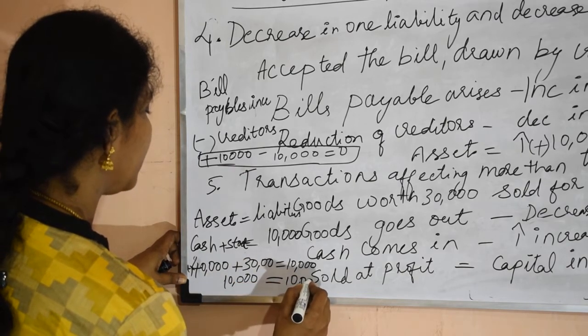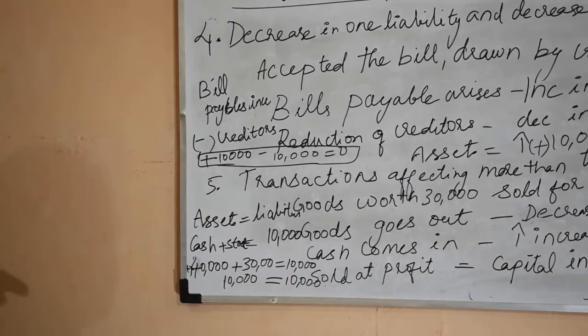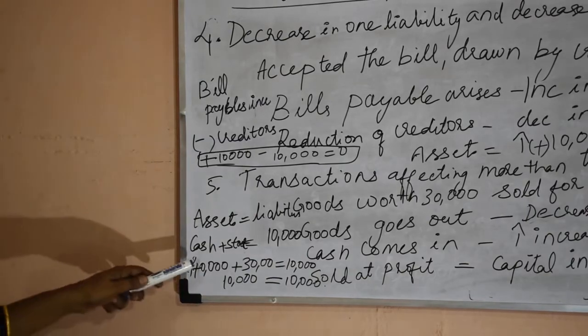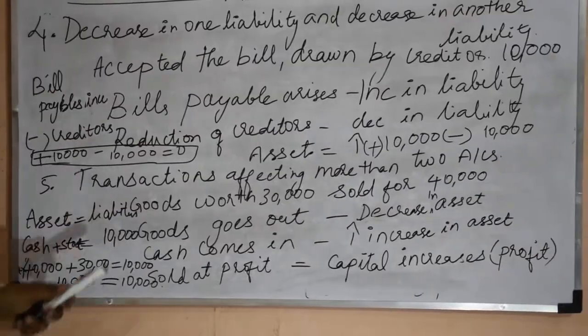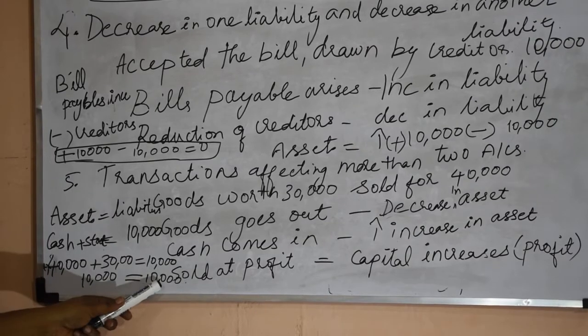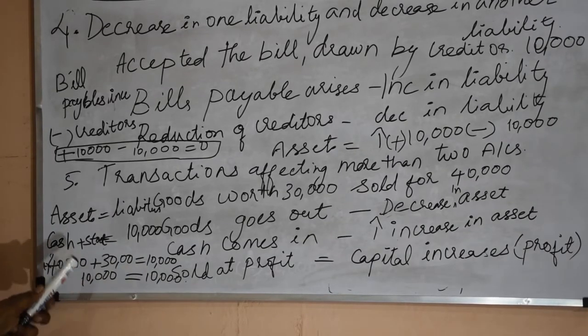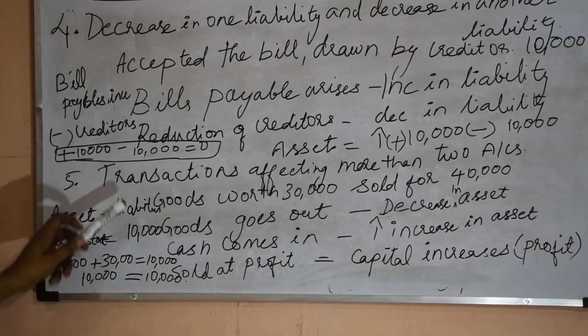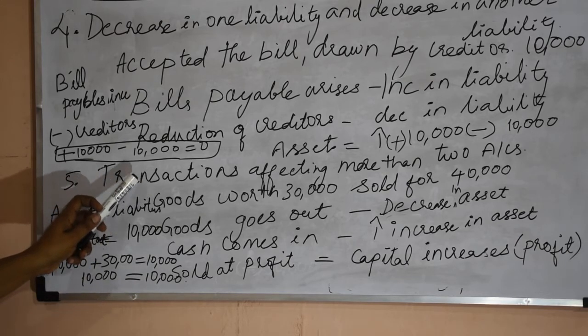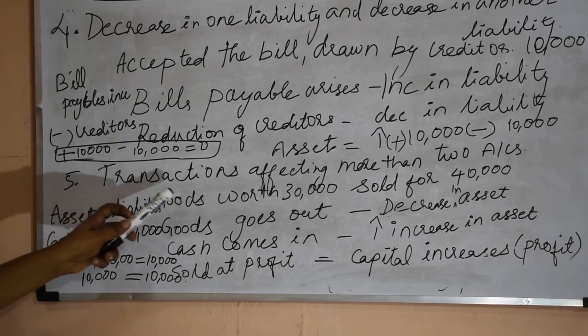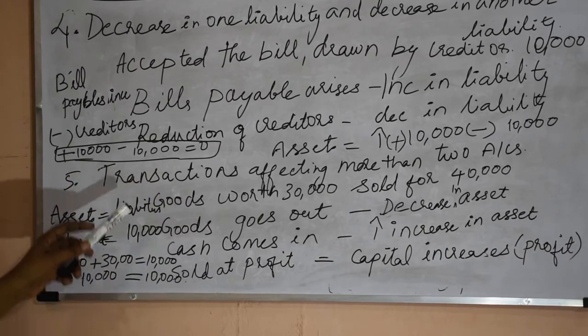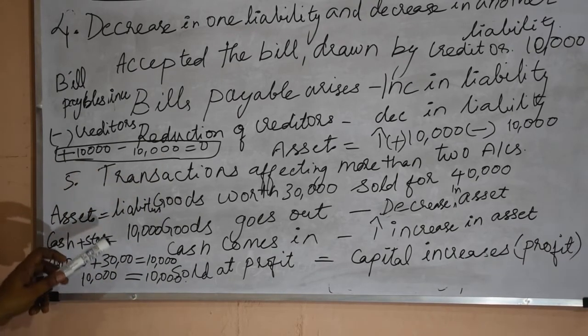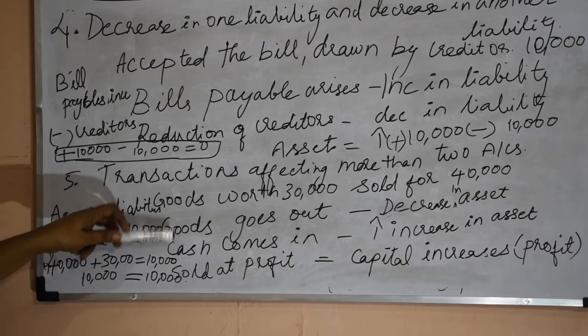So both debit and credit are equal. From this we understood that the assets should be equal to the liabilities. Debit and credit should be equal for recording the transaction, both should be equal. So from this point I think it will be clear that for a transaction affecting more than two accounts, one has to record the transaction like this.